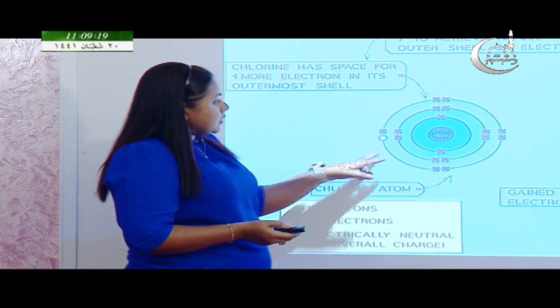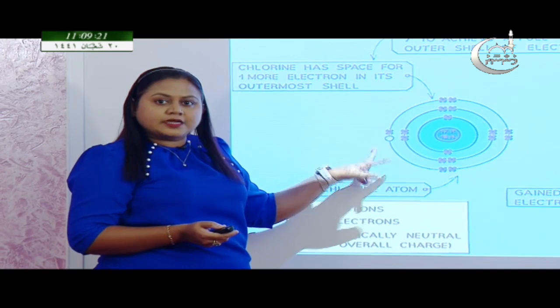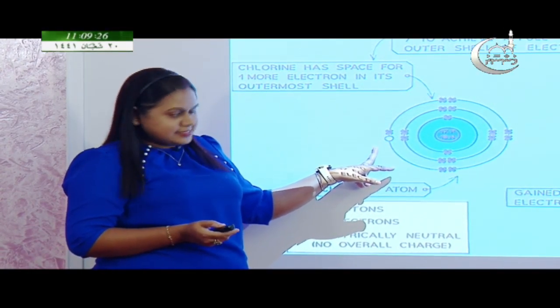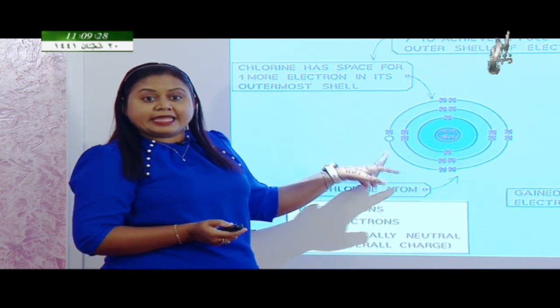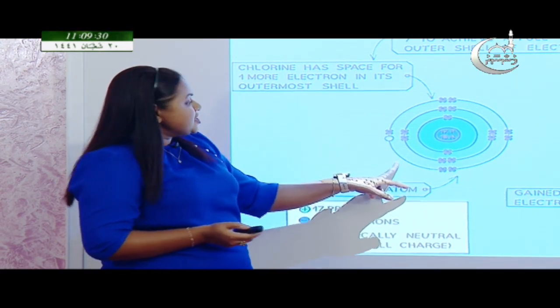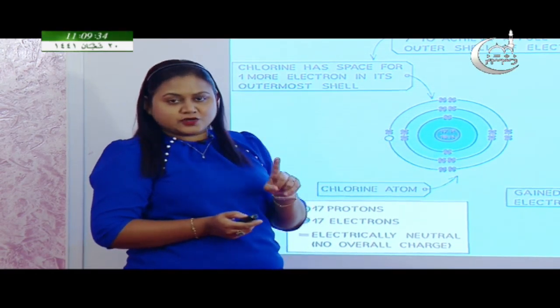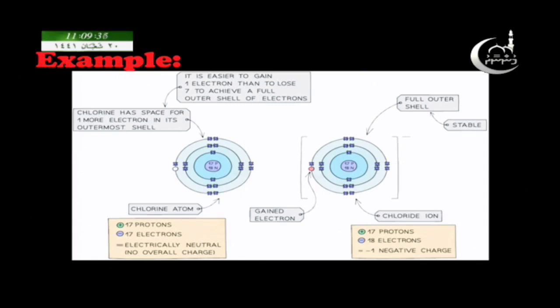Okay? So, now this is a non-metal. What does non-metals do to gain the stability? Yes, true, it gains the electrons. Okay? So, this chlorine atom will gain 1 electron to form the chloride ion. So, this is how you will be drawing the electronic structure for the chloride ion.